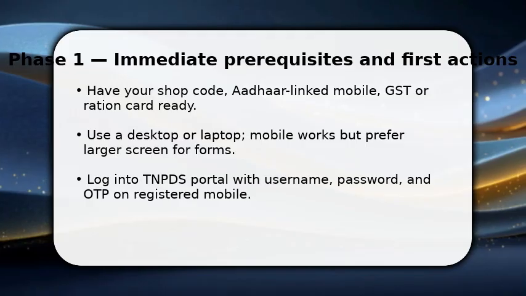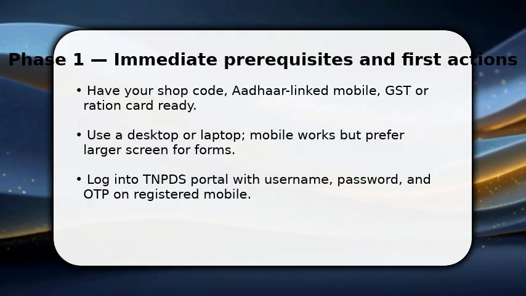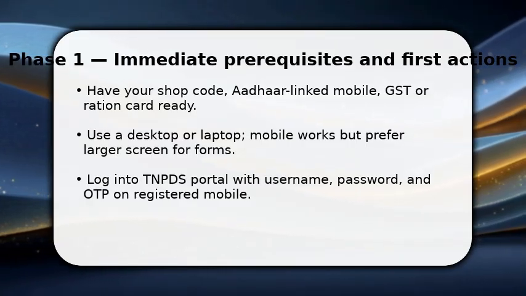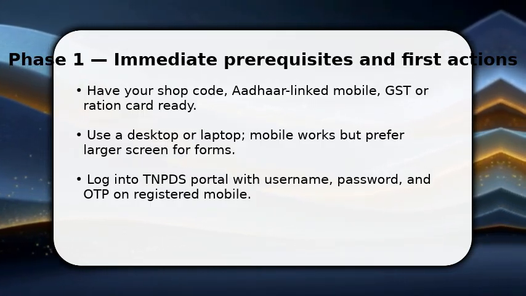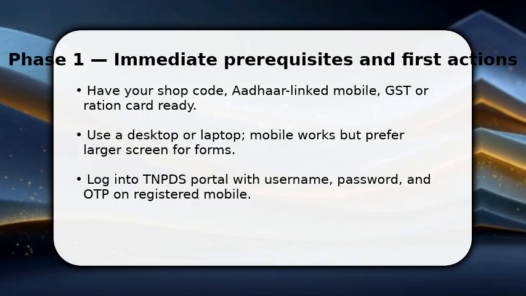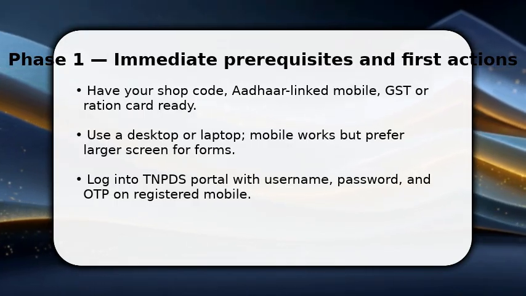You start by getting the essentials ready: shop code, Aadhaar-linked phone, and any GST or ration card documents. Once done, open a desktop or laptop for a clearer view. The mobile interface can hide fields.